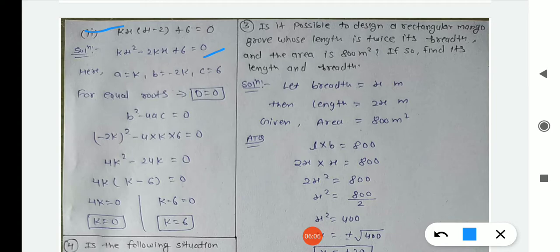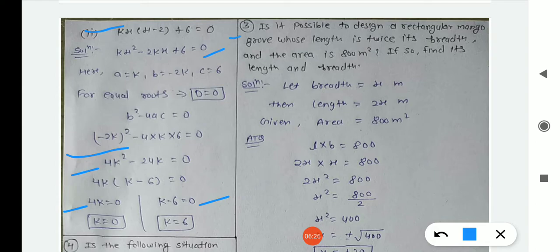So I simplify this equation. So 4k square minus 24k equal 0. Now 4k is common, so 4k(k minus 6) equals 0. So here 4k equal 0 means k equal 0, and k minus 6 equal 0 means k equal 6. It means k equal 0 and k equal 6 are the roots of the equation.